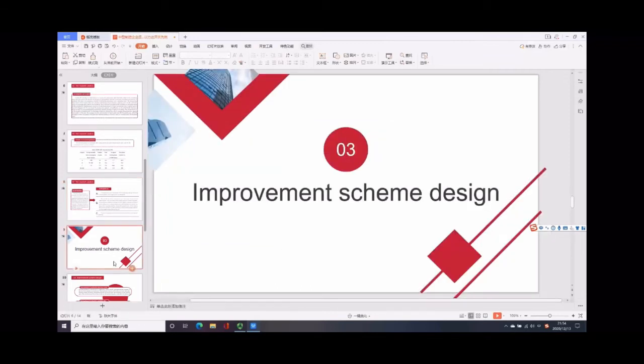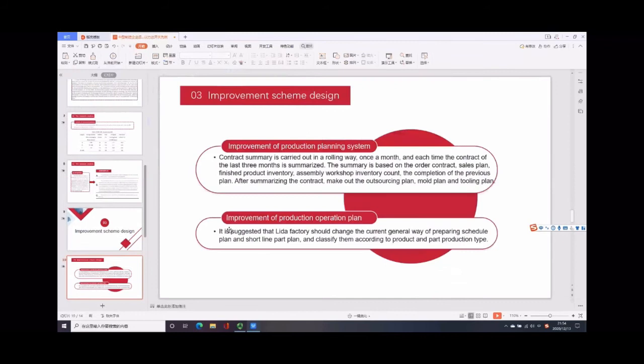And the third part is improvement design. The first one is improvement of the production planning system. Contract summary is carried out in a rolling way once a month, and each time the contracts of the last 3 months are summarized. The summary is based on the order, contract, sales plan, finished product inventory, workshop inventory count, and the completion of the previous plan. After summarizing the contracts, make out the outsourcing plan, production plan, and purchasing plan.